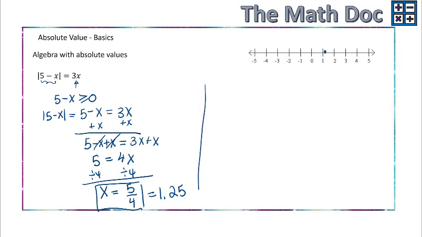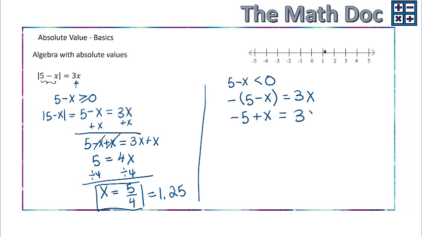Now, what happens if we look at the opposite conditions? What if 5 minus x is less than 0? Well, if 5 minus x is less than 0, then we have negative (5 minus x), because we have to flip the sign in order to get the absolute value, is equal to 3x, right? Now let's open these parentheses. We have minus 5, negative negative x, so that's just plus x, equals 3x.